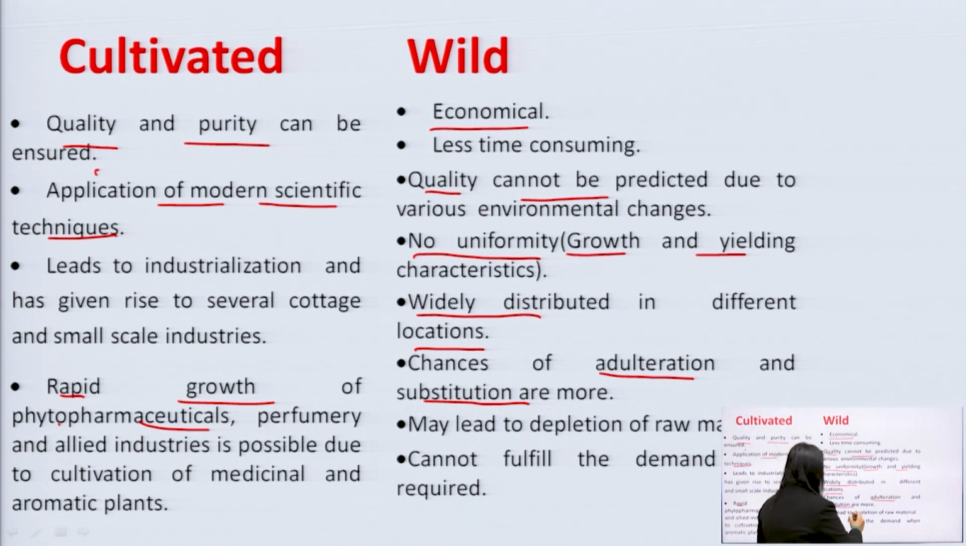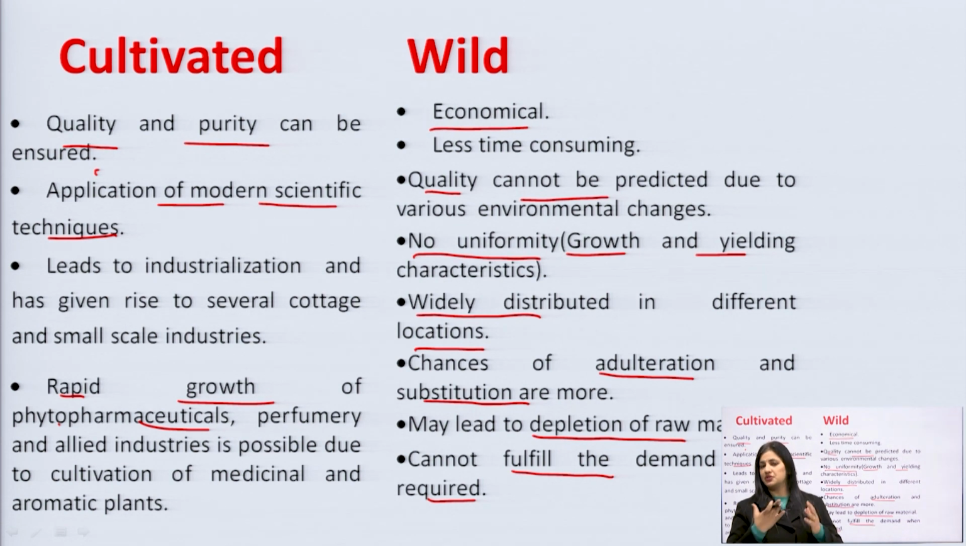They may lead to depletion of the raw material. If the same plant is grown in the same soil again and again, it is going to deplete the soil of its nutrients. So that is the condition which is going to happen: depletion of raw material. It cannot fulfill the demand when required. If you need a high demand, you cannot trust it. So these are the major striking differences between the cultivated and the wild sources.